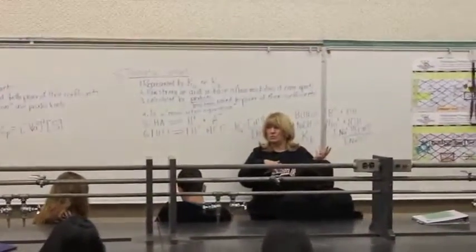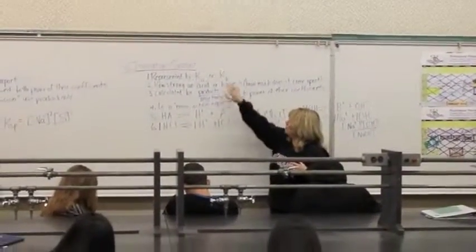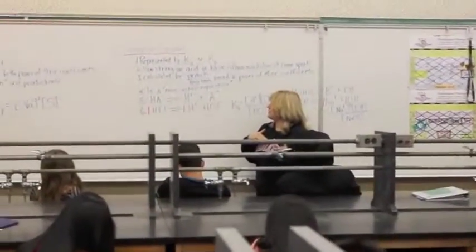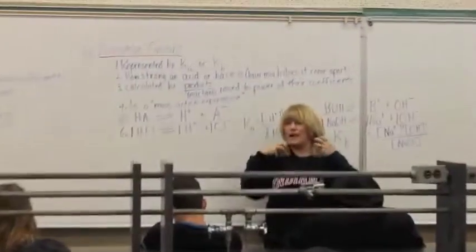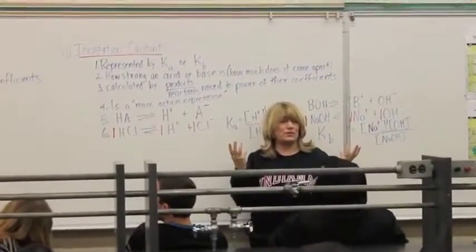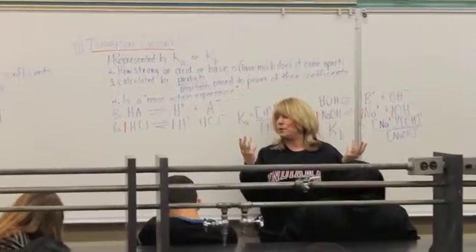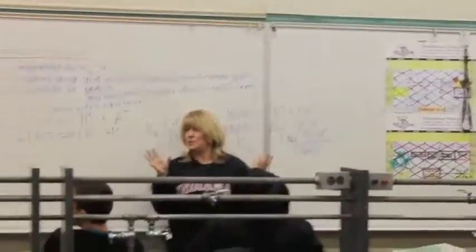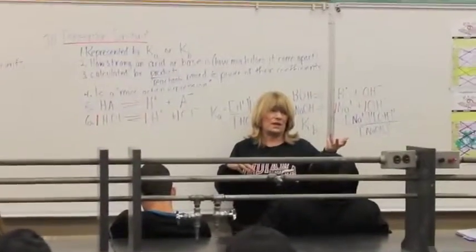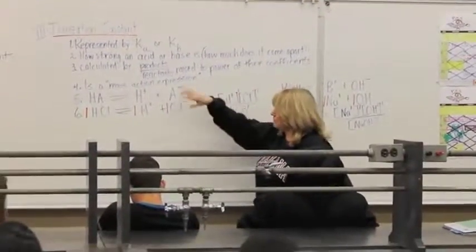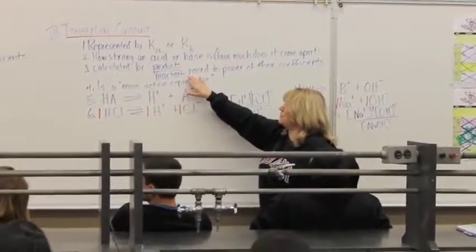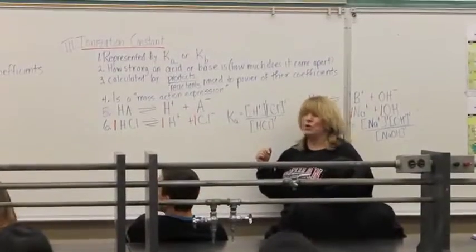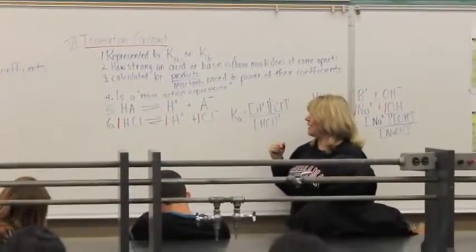Comes apart. So it's represented by K sub A, K sub B, I think rather obviously for acids or bases. To the extent an acid or base comes apart determines its strength. If an acid comes apart and releases lots of hydrogen, it's a strong acid. If a base comes apart and releases lots of hydroxide, it's a strong base. It's calculated by products over reactants, P over R, so it is a mass action expression. We consider both products and reactants.